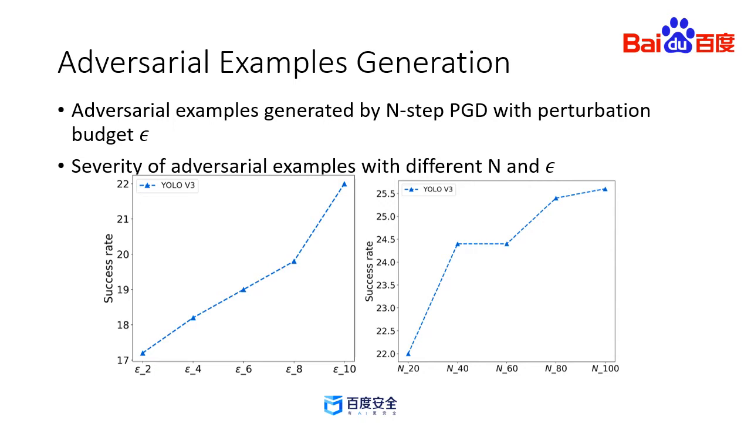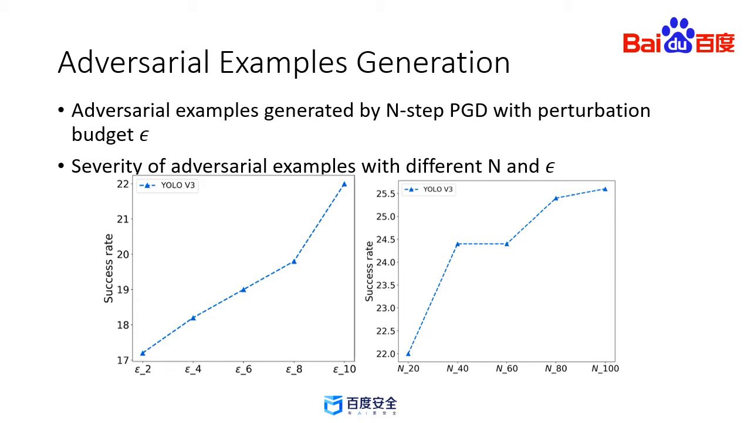In this paper, we use YOLO V3 on MS COCO dataset as a running example to demonstrate our adversary training. We choose YOLO V3 because it's a representative model of one-stage detectors and widely used in self-driving scenarios. Adversary examples are generated by n-step PGD with perturbation budget epsilon here in our paper. We focus on generating adversary examples that can lead to misclassification of the main objects.